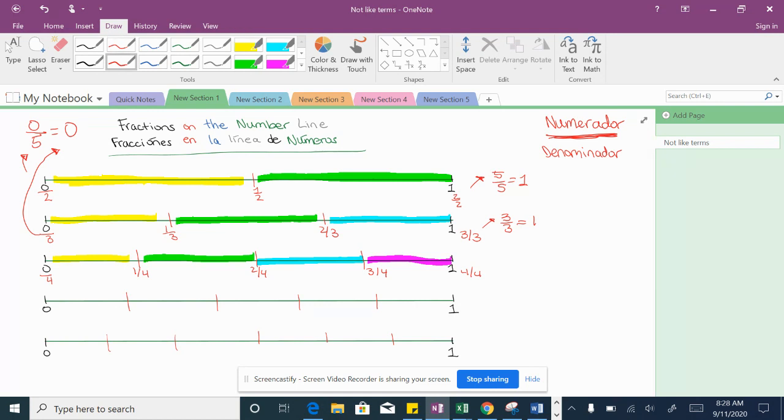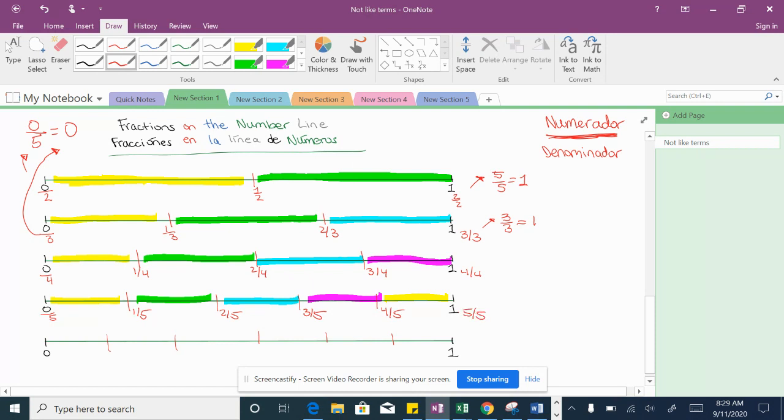The next one, we have one part, two parts, 3 parts, 4 parts, and 5 parts. Aquí tenemos 5 partes en total. So I know that my denominator is 5. 0 over 5, 1 over 5, 2 over 5, 3 over 5, 4 over 5, and 5 over 5.